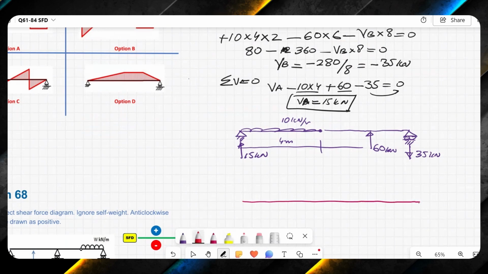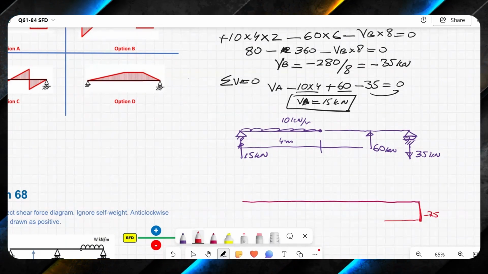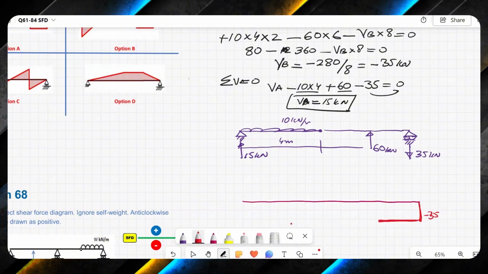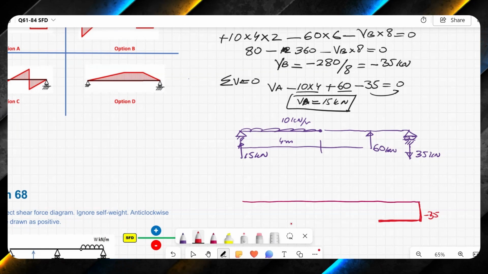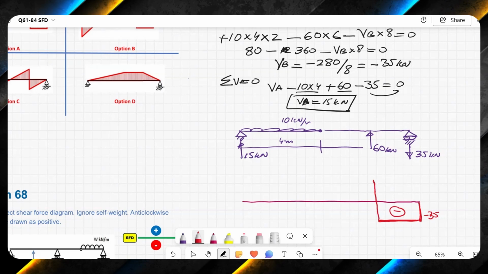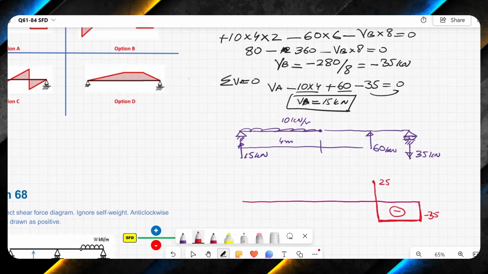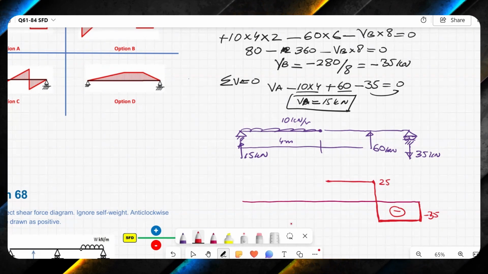Let's draw the diagram. First, it would be minus 15. It will bring it down here. Minus 35, not 15. And then it will go straight. So minus 35 and 60 will give me plus 25. This is negative. So here I will have 25. And between 25 and this point, I haven't got any loading, so it will go straight.